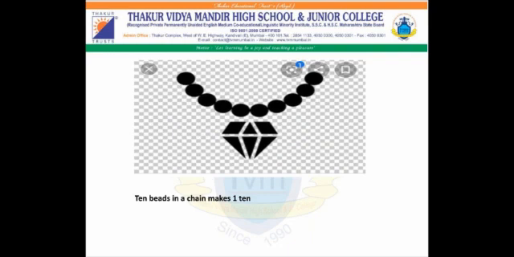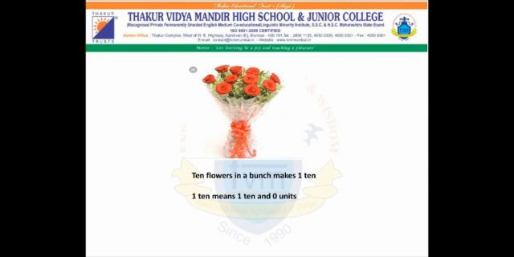In this picture, 10 beads in a chain make 1 ten. Example 2. Similarly, in this picture, a bunch of 10 flowers make 1 ten. In other words, 1 ten means 1 ten and 0 units.